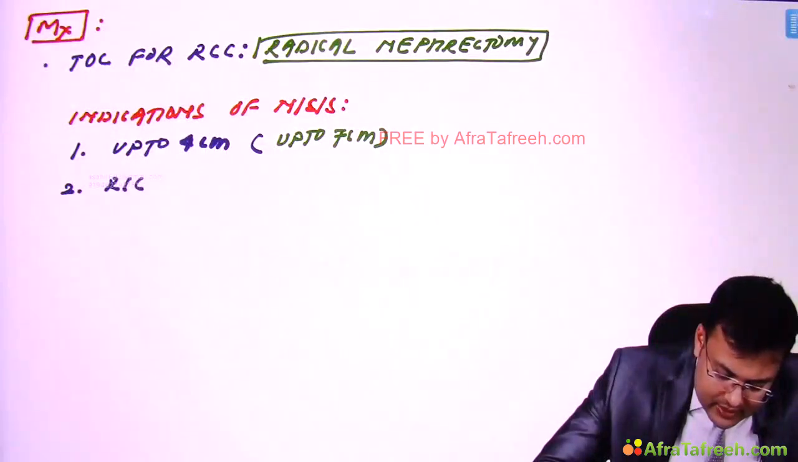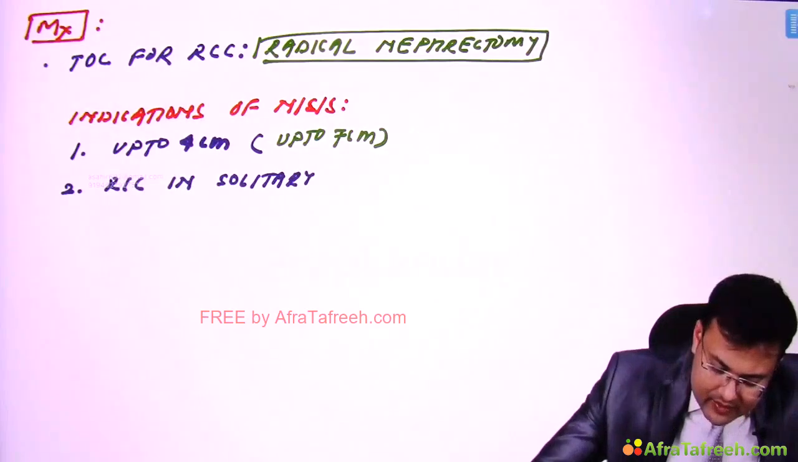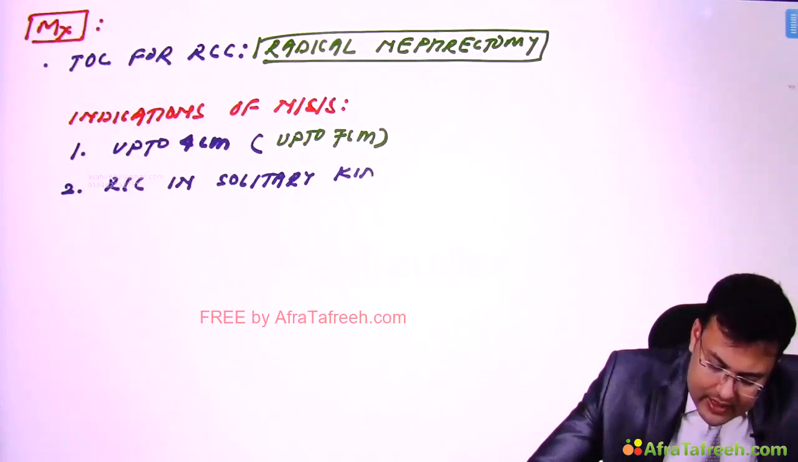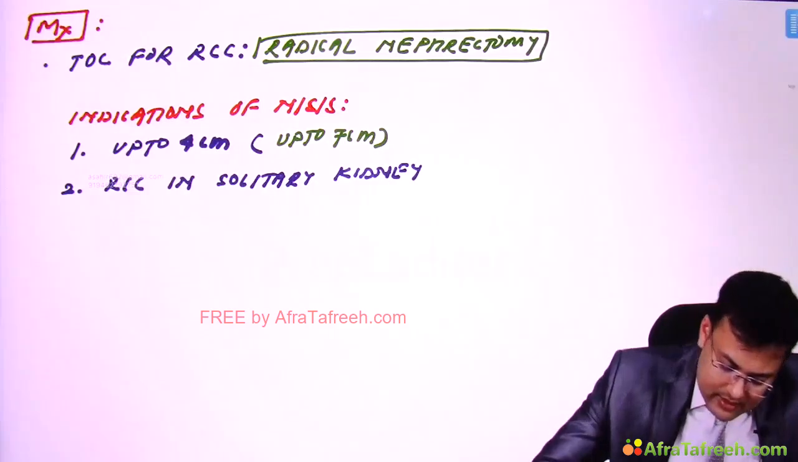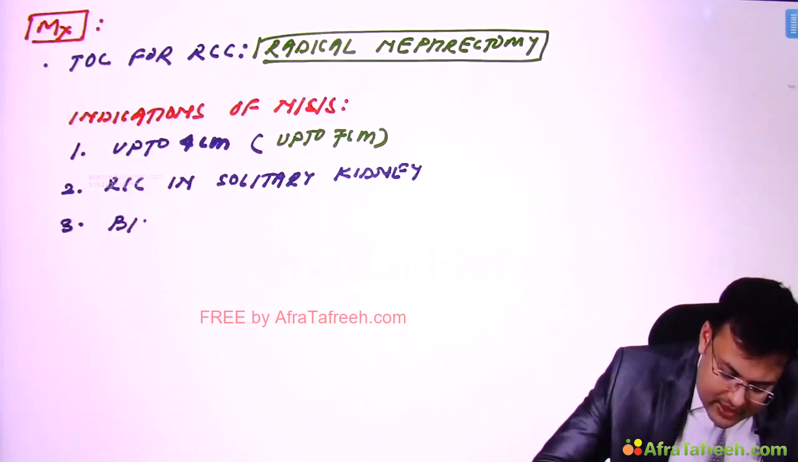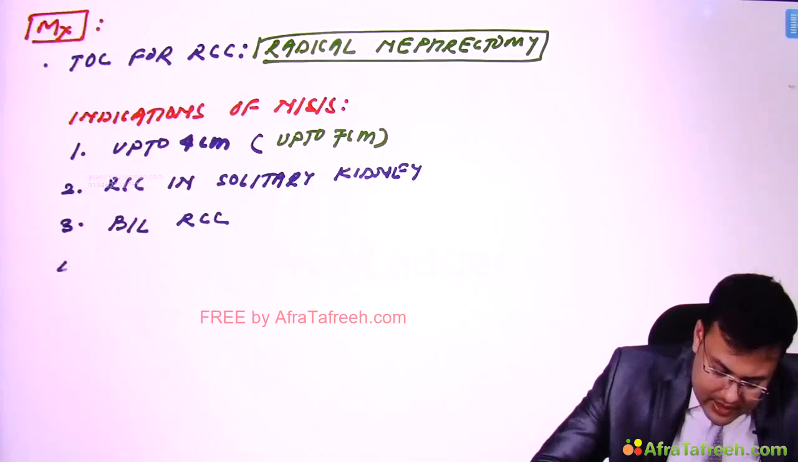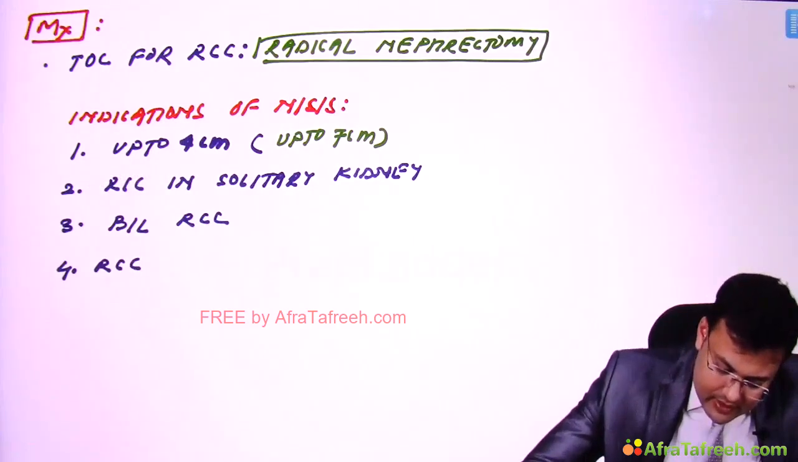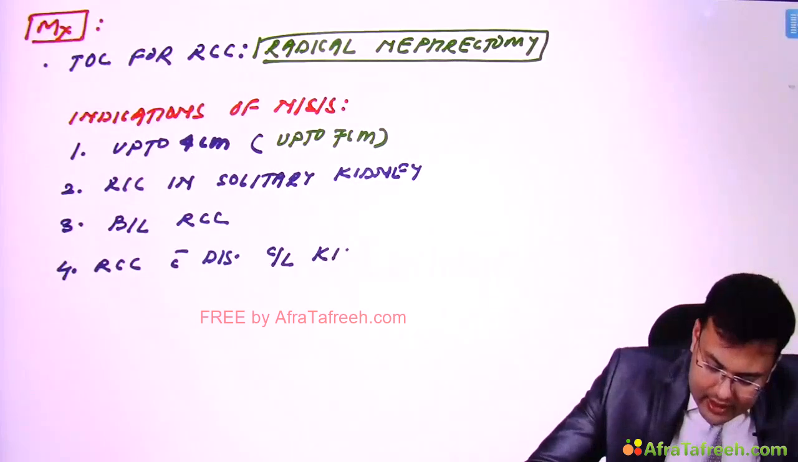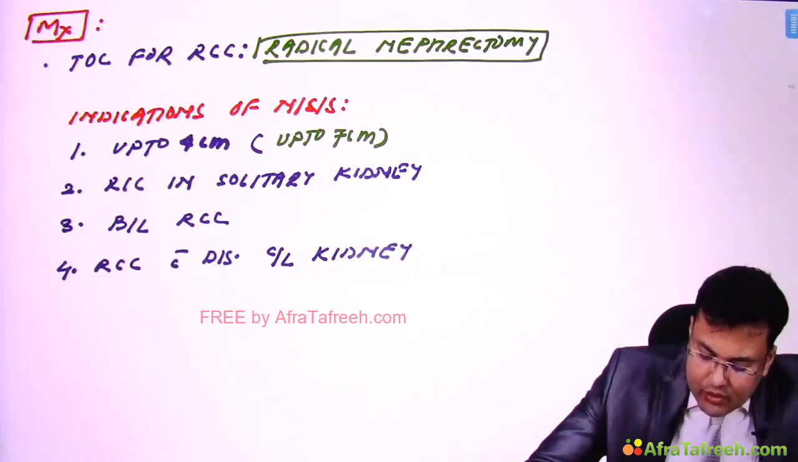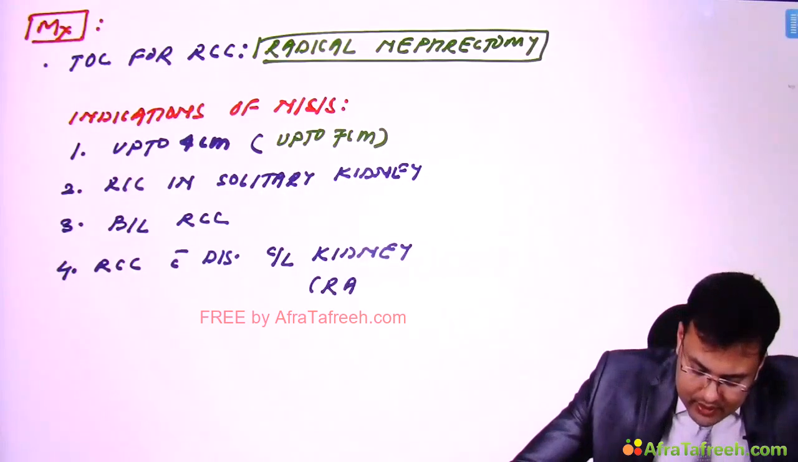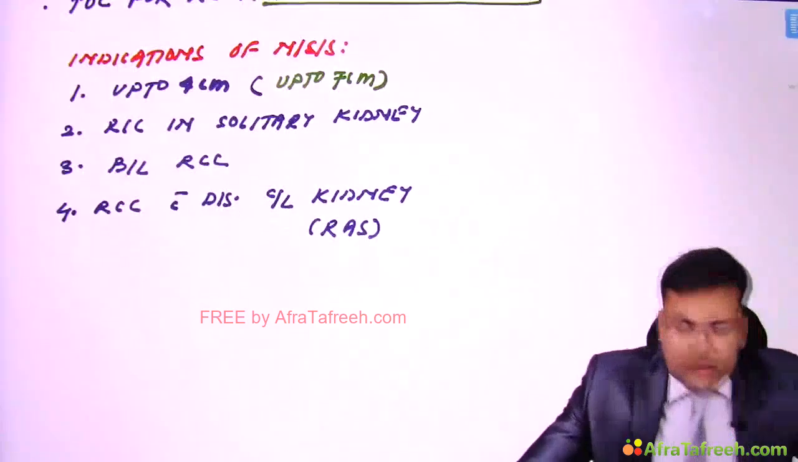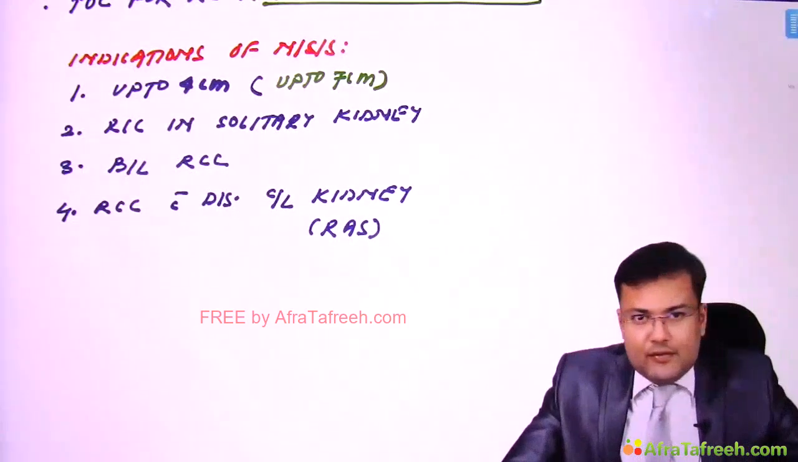Second, RCC in solitary kidney. The patient is having a single kidney, and in that also the patient developed RCC. Then bilateral RCC, and RCC with diseased contralateral kidney. And which particular disease in which function can go anytime? The person having renal artery stenosis. So in these cases we go for nephron sparing surgery.